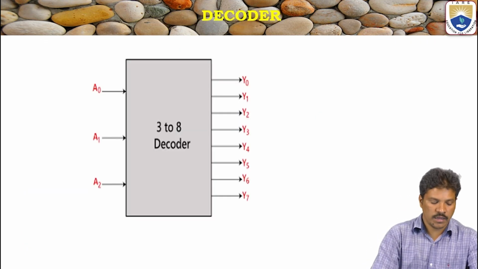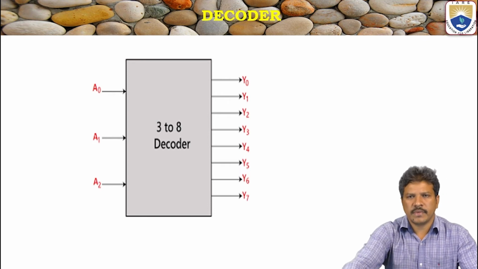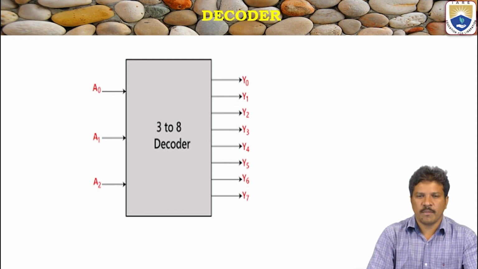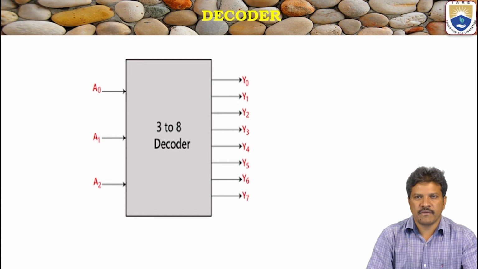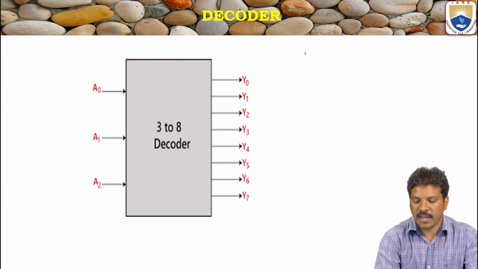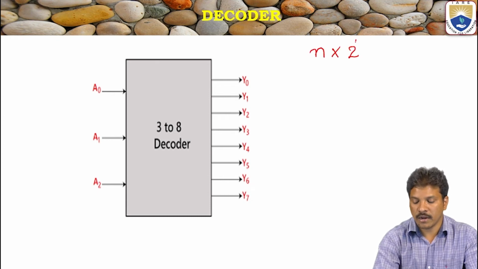Now coming to the decoder. Basically, the decoder is a combinational circuit which converts n number of inputs into 2 power n output lines. The general representation of any decoder is n by 2 power n decoder.